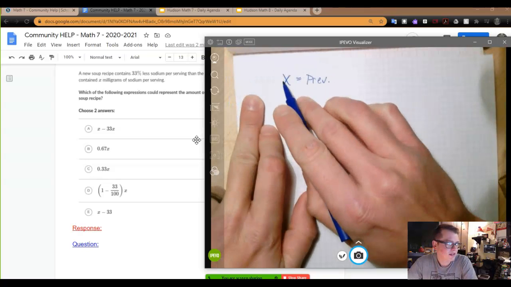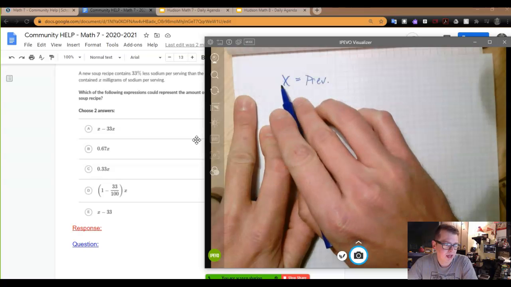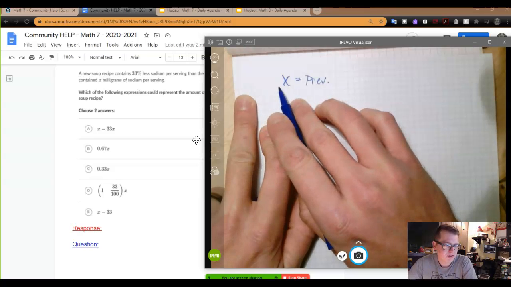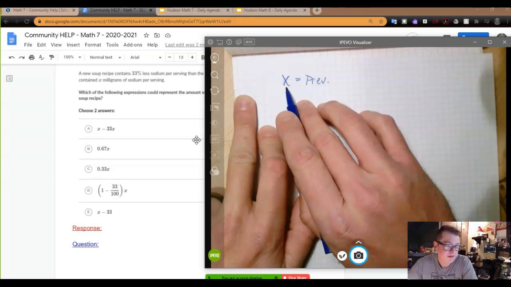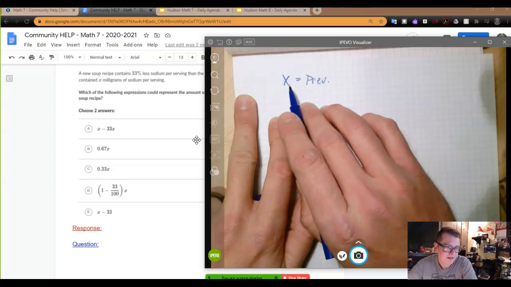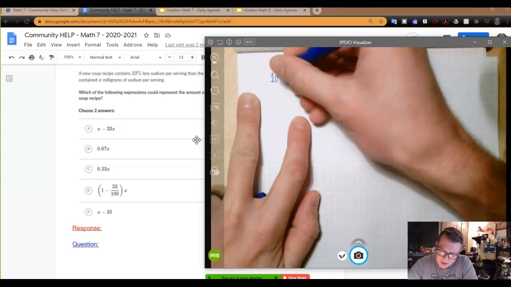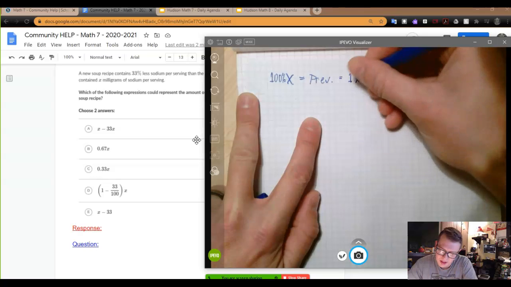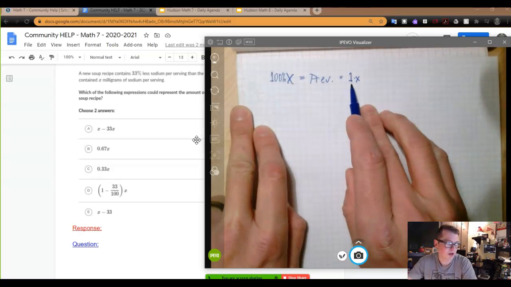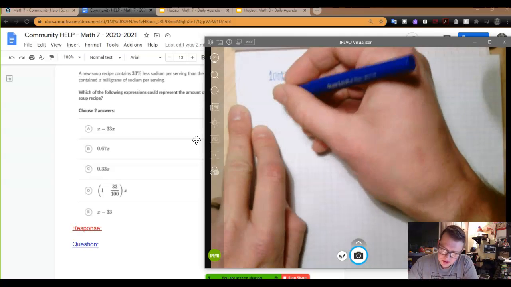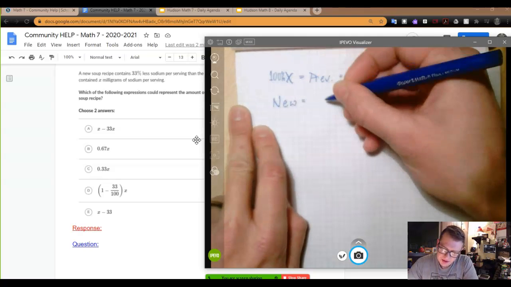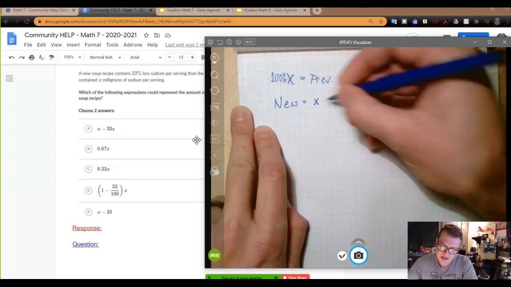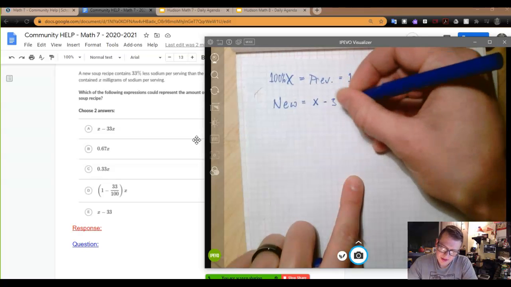Now, when we have X, how much of X do we have? Like, what percent of X do we have to start? If we have all of something, what percent do we have? Yeah. So we have 100% of X, which we could also just say is 1X, right? Because 100% is 1. So to figure out the new, it will be the old, the X minus 33%.